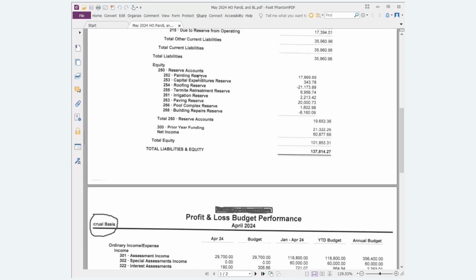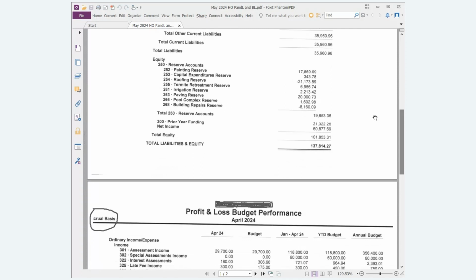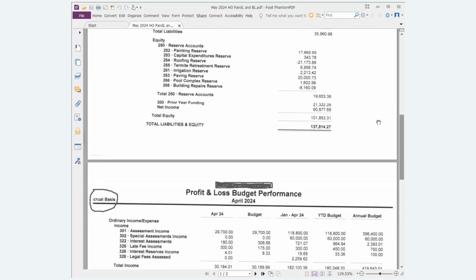And these are greater than 12 months. So they would not be, that's why they're not in operating, they're moved over here to reserve, because these might be every 20 years or every 30 years. So that's why they're in the reserving. So this is the total for the reserve accounts. And then the prior year funding, let's take a closer look at that. Typically that would be called prior year equity. And it's the accumulated deficit or surplus, in this case surplus, since inception of the HOA.